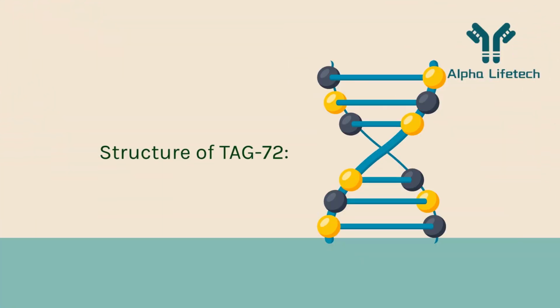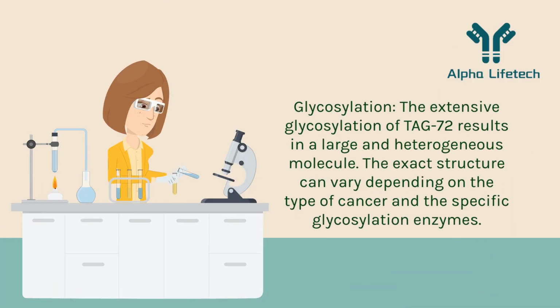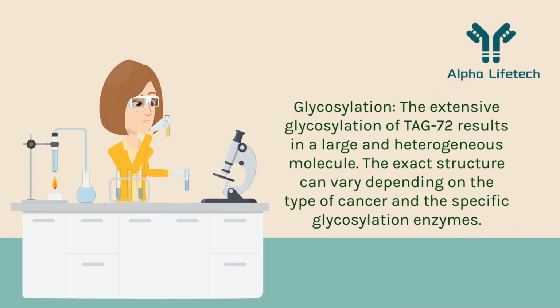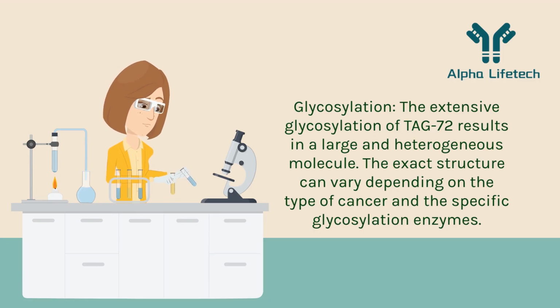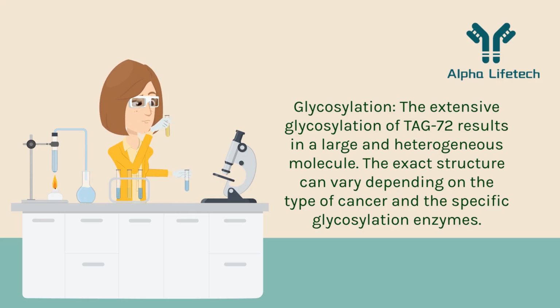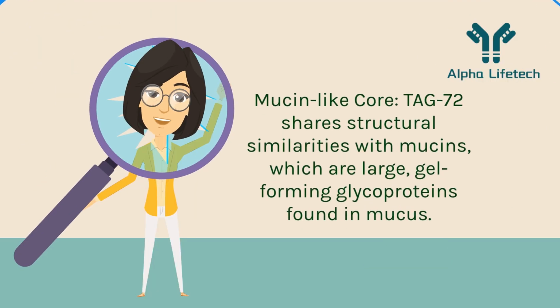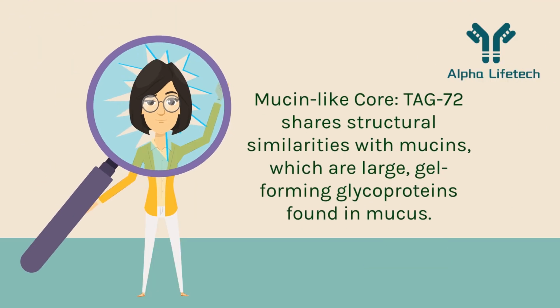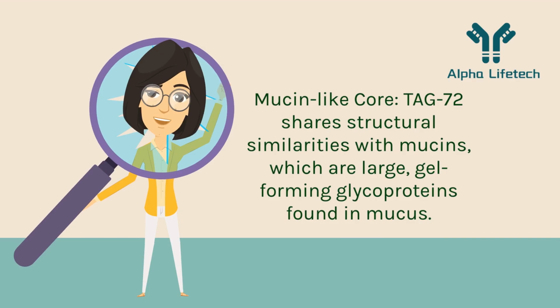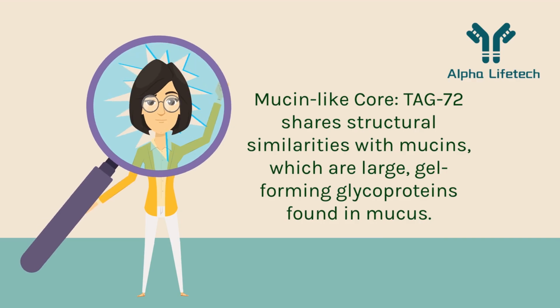Structure of TAG-72. Glycosylation. The extensive glycosylation of TAG-72 results in a large and heterogeneous molecule. The exact structure can vary depending on the type of cancer and the specific glycosylation enzymes. Mucin-like core. TAG-72 shares structural similarities with mucins, which are large, gel-forming glycoproteins found in mucus.